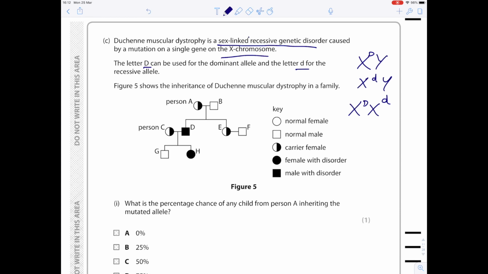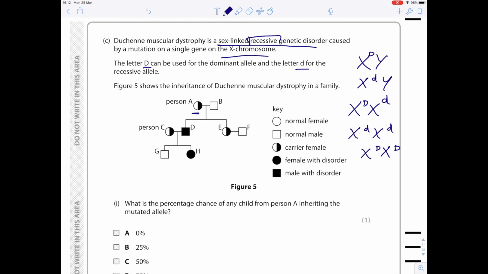The reason I know this is because it's a recessive disorder. This combination would produce a female with the genetic disorder, and lastly this combination would produce the healthy female. So these are the various combinations of alleles. So what is the percentage chance of any child from person A inheriting the mutated allele?